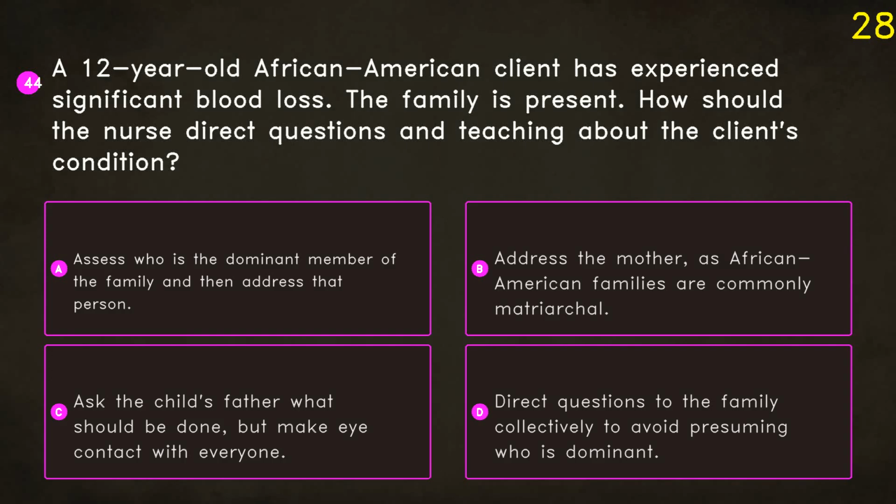Question 44. A 12-year-old African-American client has experienced significant blood loss. The family is present. How should the nurse direct questions in teaching about the client's condition? A. Assess who is the dominant member of the family and then address that person. B. Address the mother, as African-American families are commonly matriarchal. C. Ask the child's father what should be done, but make eye contact with everyone. D. Direct questions to the family collectively to avoid presuming who is dominant.